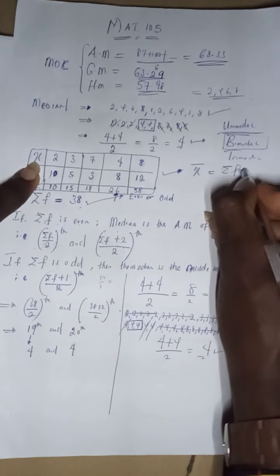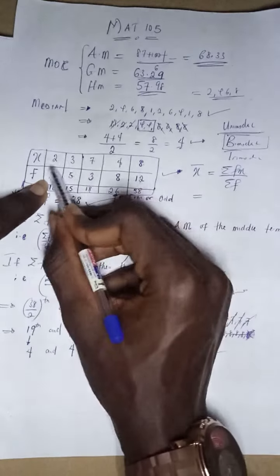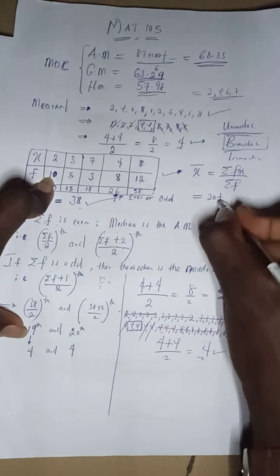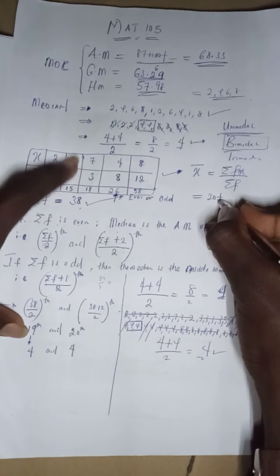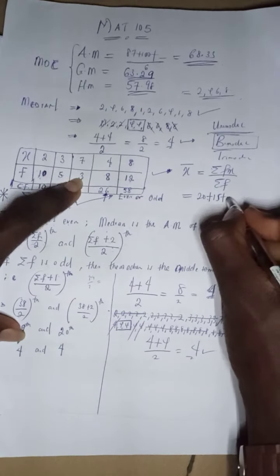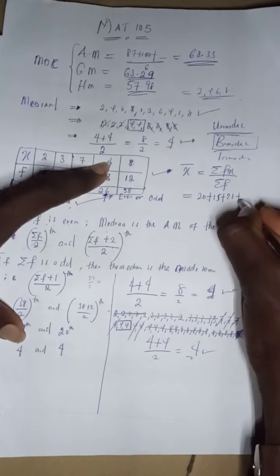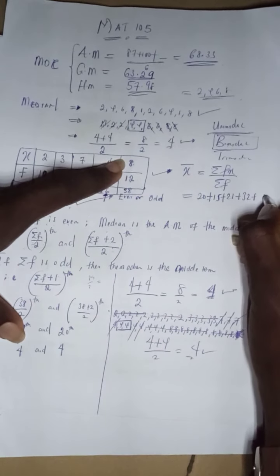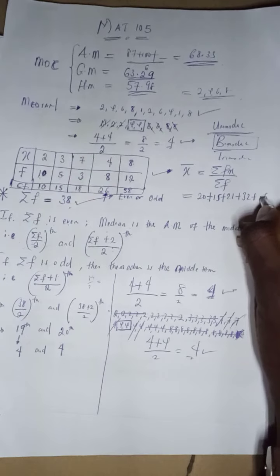fx means multiply this and this. 10 times 2 is 20. Plus, multiply the next data, f and x. 5 times 3 is 15. So you do it that way until you are done with it. 3 times 7 is 21. 8 times 4 is 32. And then 12 times 8 is 96.